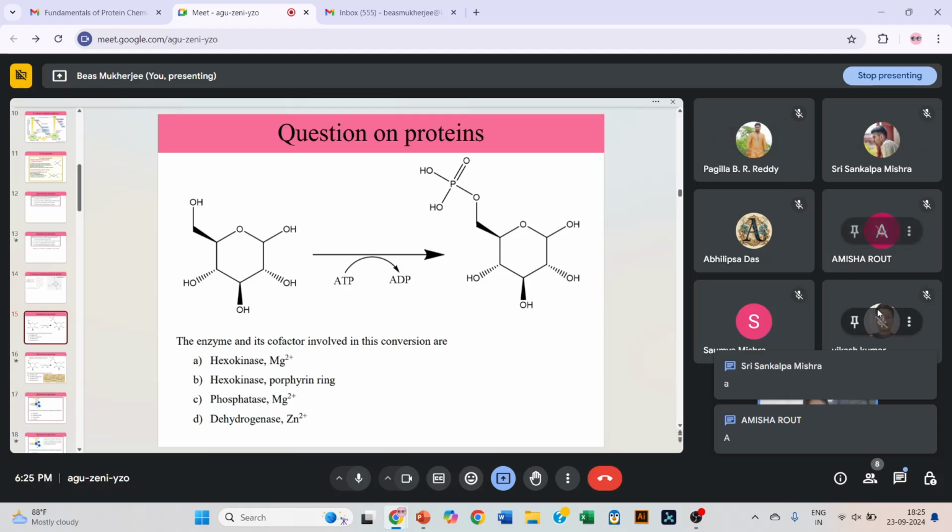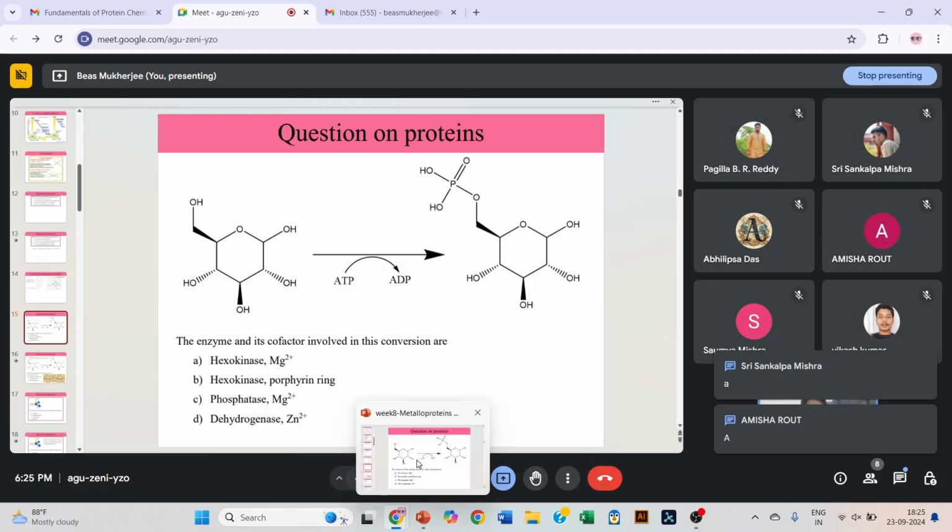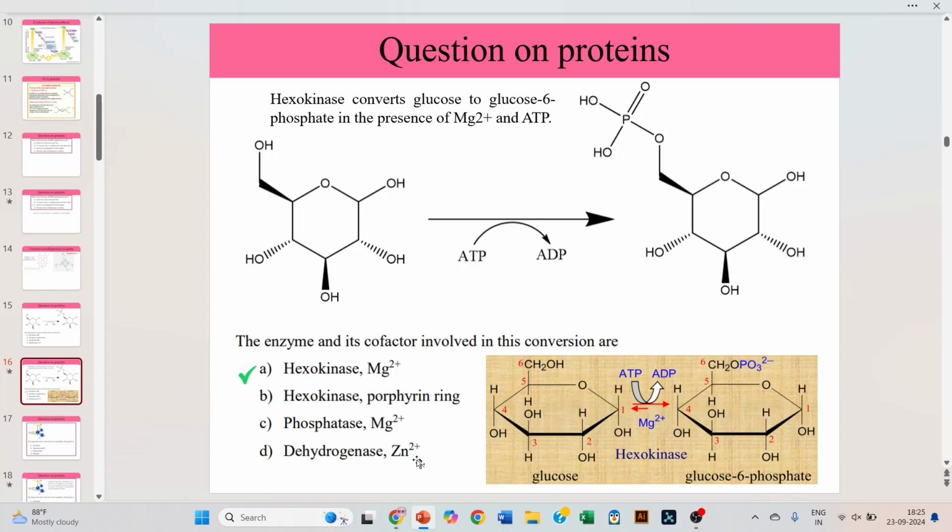A is hexokinase and Mg2+, right? Very good. Yes, you are absolutely correct. This is the structure of glucose, and glucose is getting phosphorylated here, forming glucose 6-phosphate. This is the 6th position. A phosphate group is getting added, and ATP is being utilized in this process because this is the hexokinase enzyme, kinase after all, and Mg2+ is required for its activity.